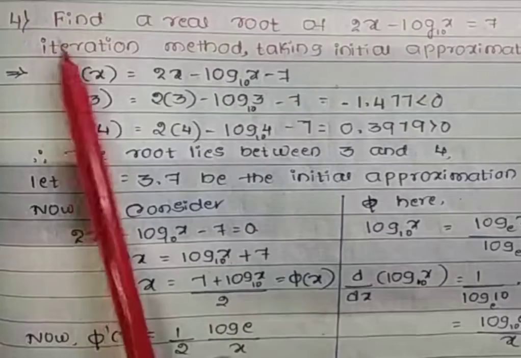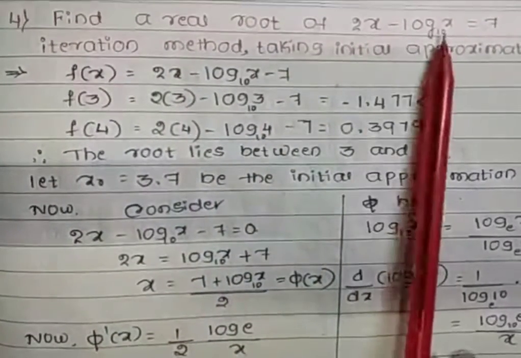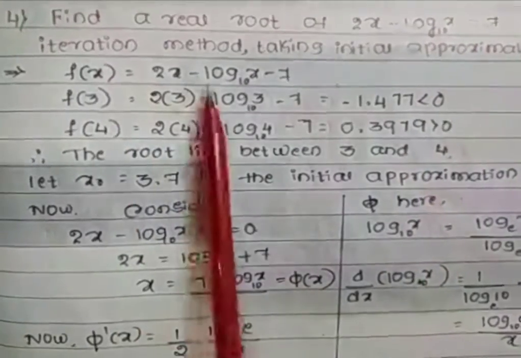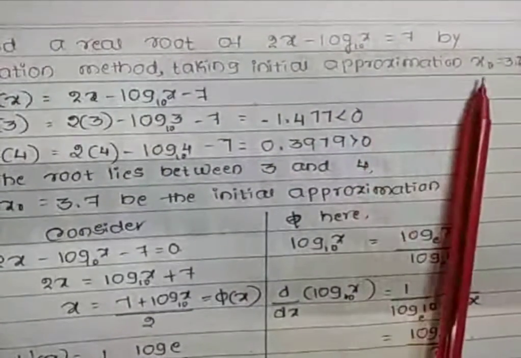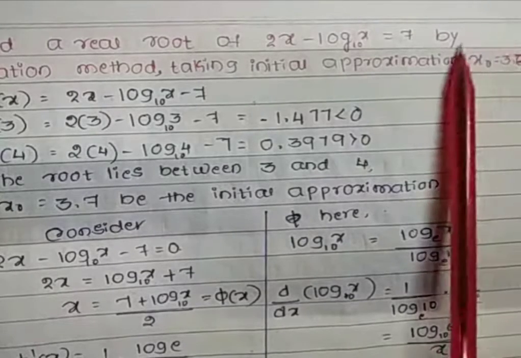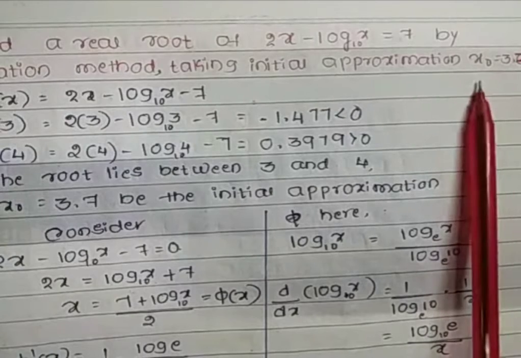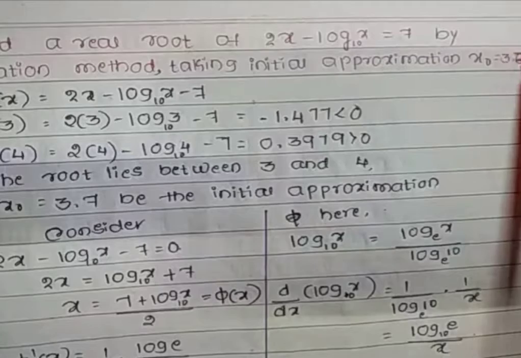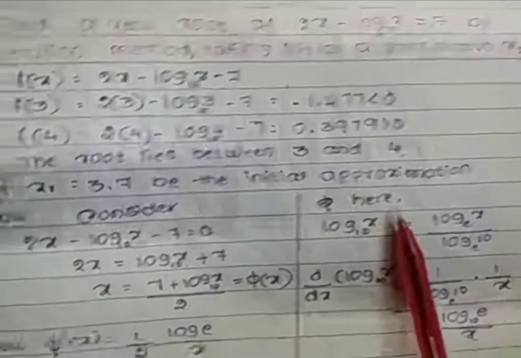Fourth example: find a real root of 2x minus log x to the base 10 is equal to 7 by iteration method, taking initial approximation x naught is equal to 3.7. This initial approximate value, x naught, is already given in the question. It means here directly we can consider x naught value as 3.7 because it is already mentioned in the question.